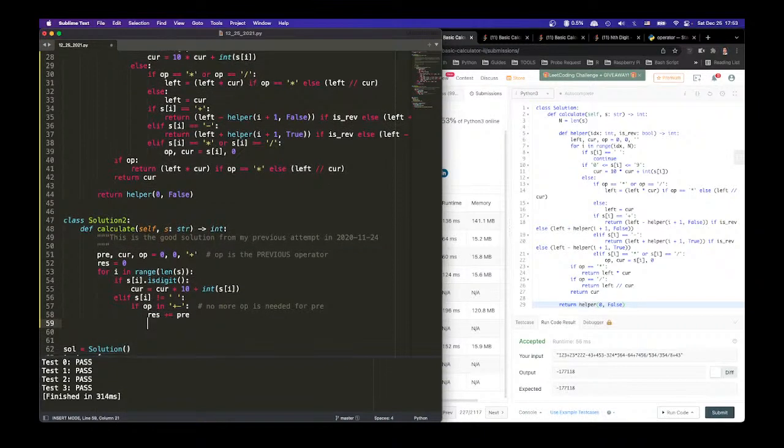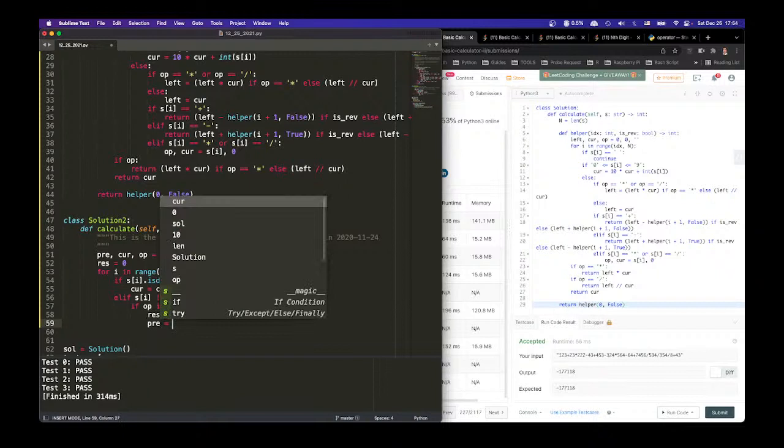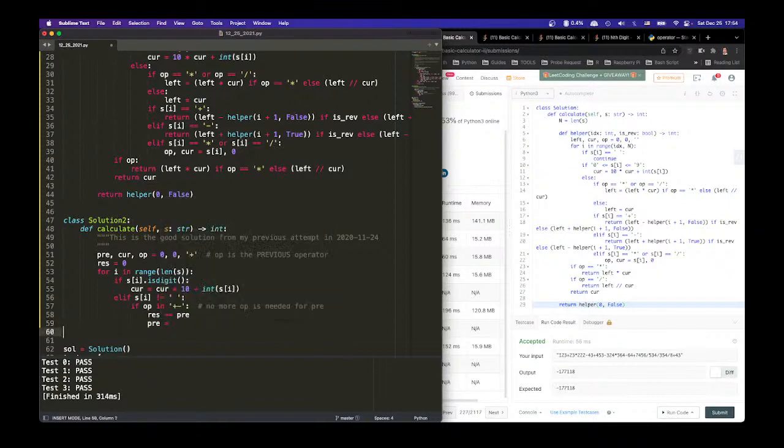If its operator is in this. Now, after we do that, we need to assign a new pre-value. The pre-value will depend on the operator. So if the operator is a plus, then the current value is going to be positive. So pre equals current if op is equal to a plus, else negative current.